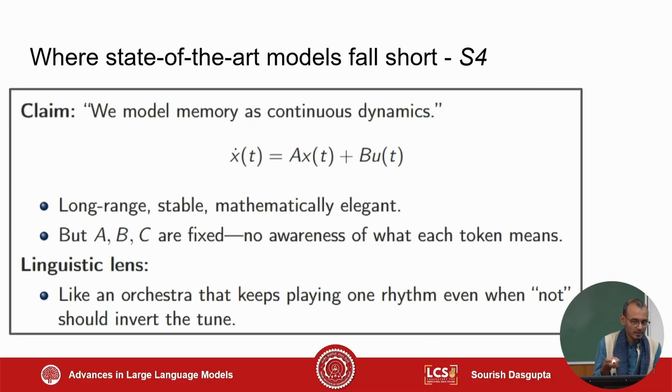Now the state-of-the-art models in terms of SSMs. S4, we just saw S4. The problem is, it's like an orchestra that keeps playing one rhythm even when not should invert the tune, because it's a forward-moving wave. Even if a not comes and tries to negate the effect of some previous word, the wave keeps on moving over time. So it's very difficult to de-amplify the effect of certain things as these negation words come in.